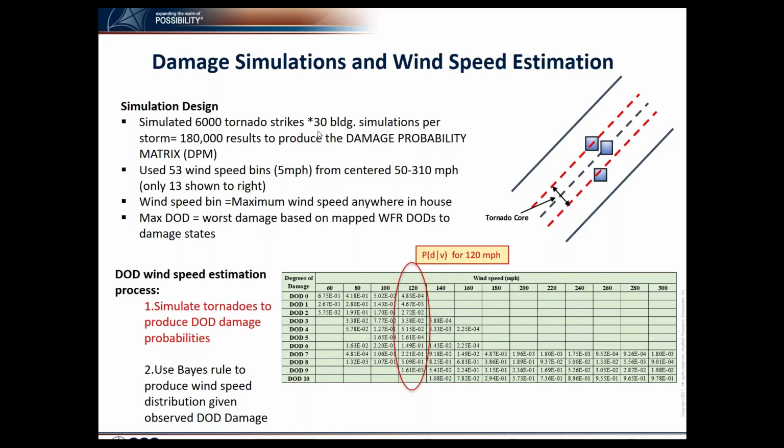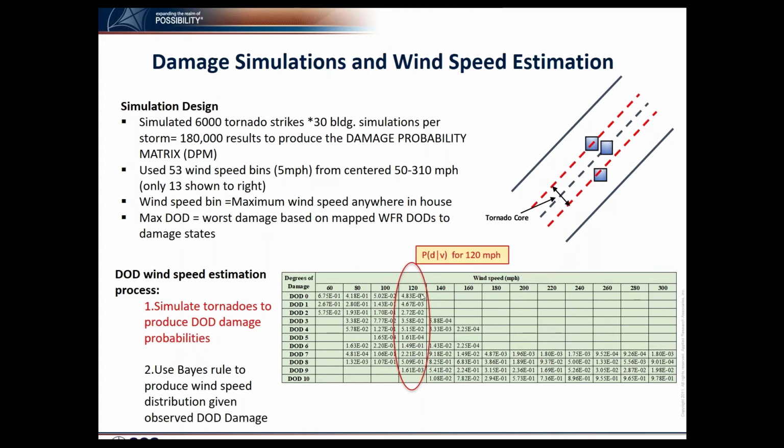That is basically varying the resistances of the house. So we have enough results to produce a damage probability matrix, which is shown here. It is for 53 wind speed bins and for the 50 to 310 mile per hour range.